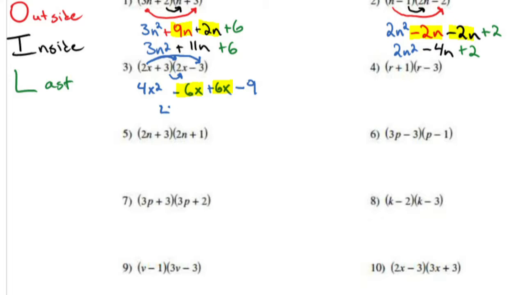See it again in a couple units. So 4x squared minus 9. So a bit of a trick to that one.